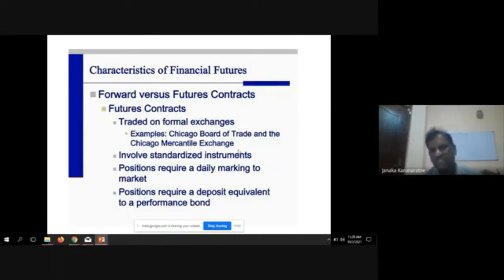Positions also require a deposit equivalent to a performance bond, to guarantee that both parties honor the contract. There is a deposit, like the initial margin, which acts as a performance bond. So there won't be any risk to the exchange.